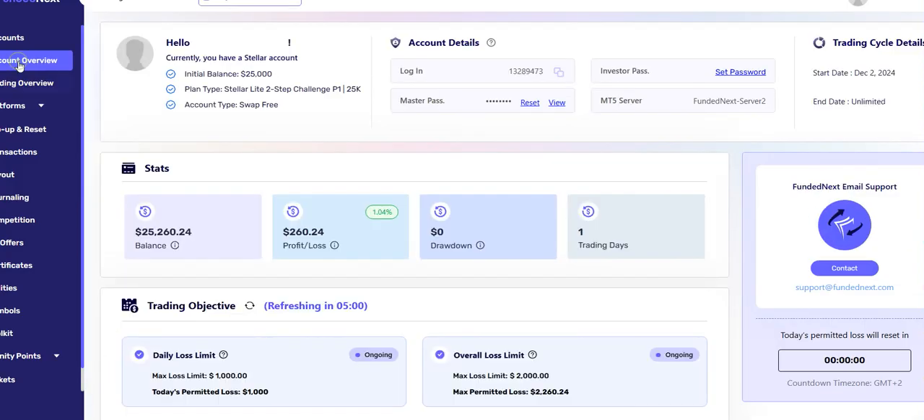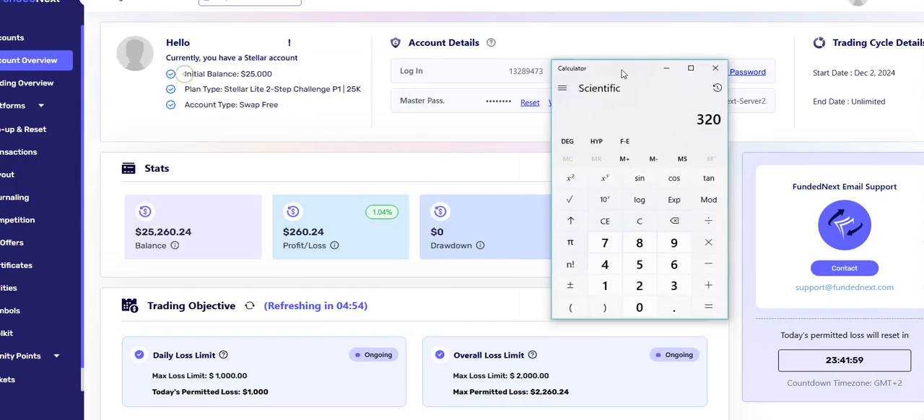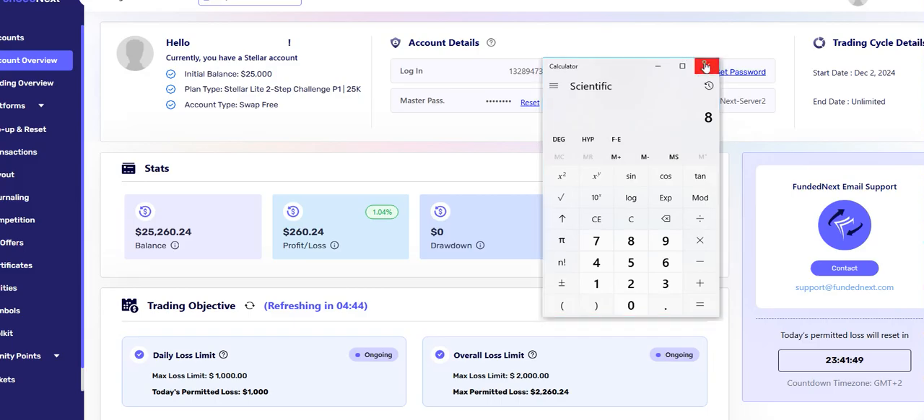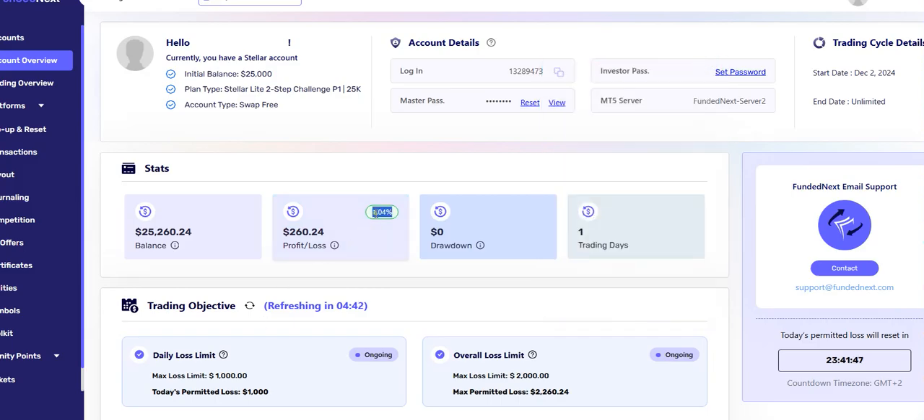Now I still need to make loads of percentage, because I'm at 2k out of this, which is 8%. I need to make 8%, so I have 7% to go. In the next video, we're going to be looking at some potential trades for our next step. All right.